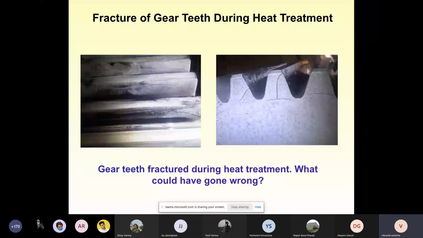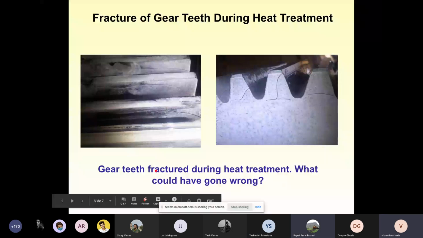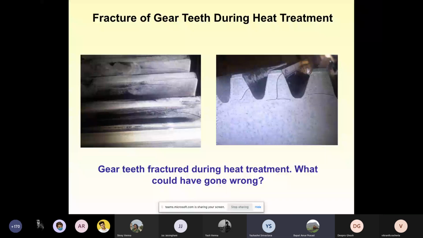Possibility, that's a possibility. So the cooling rates at different parts of the tooth would be different, so that could result in cracking. Again, just before you answer, maybe we'll go through these steps.